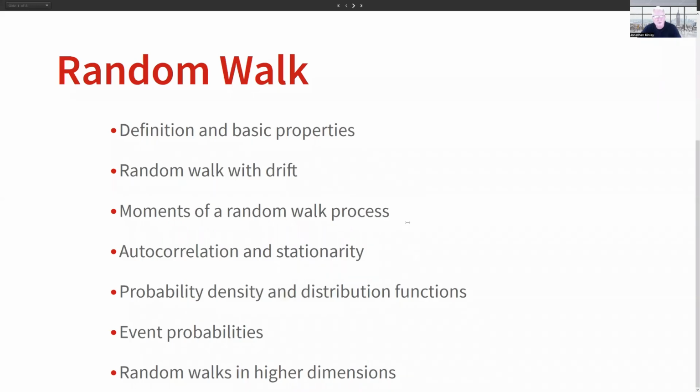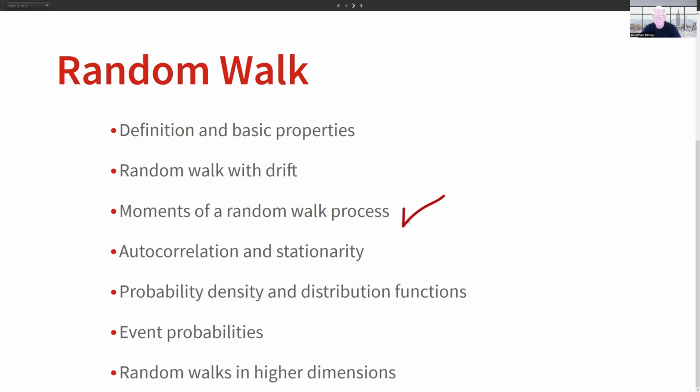Welcome to this first lecture in the series on stochastic processes, in which I'm going to be discussing the random walk. We'll begin with a definition of a random walk and a review of its basic properties before going on to consider the concept of drift in a random walk. And we'll see how drift is affected by the probability parameter P.